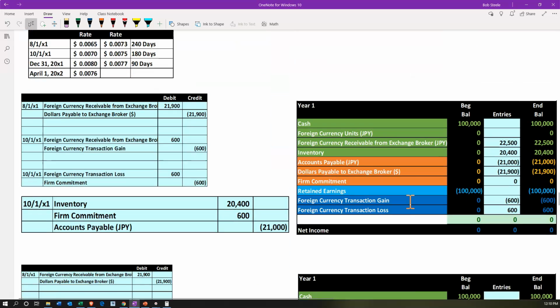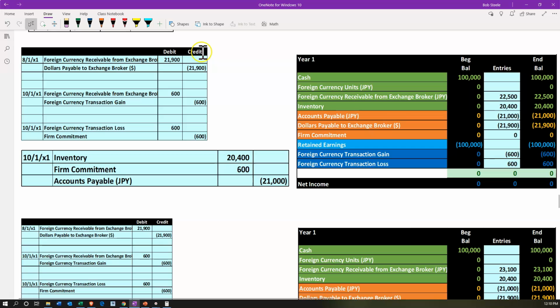So next item, and remember all of these transactions we've done thus far, including the current transaction, are included in the entries column over here. So next we're going to put the inventory on the books. Now, when we put the inventory on the books on 10/1, we're purchasing it on account. So that means we received the inventory, we need to put it on the books, but we have not yet paid for it, so we're going to have a payable on the books.